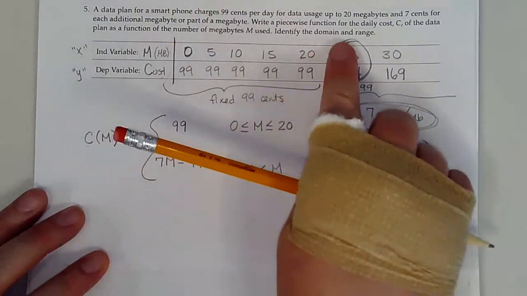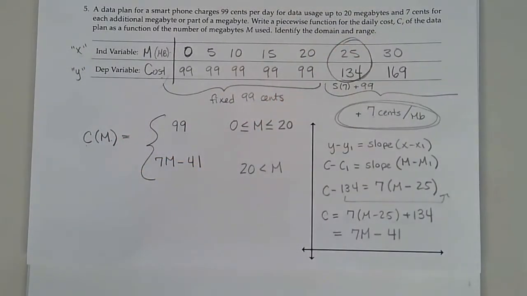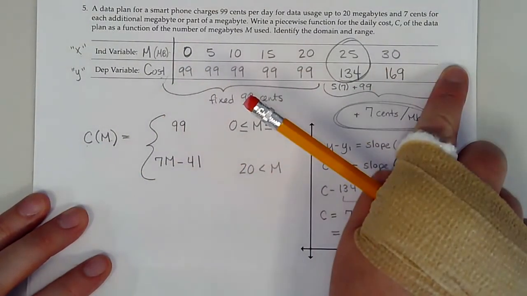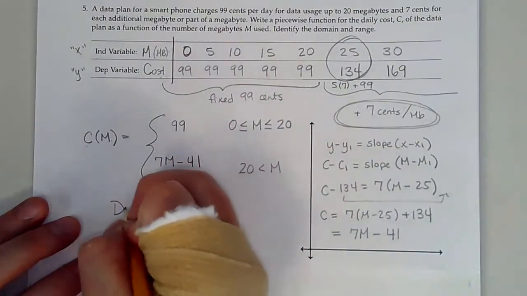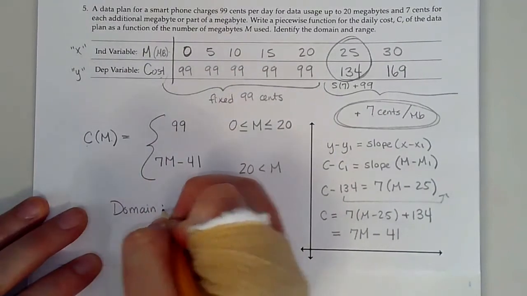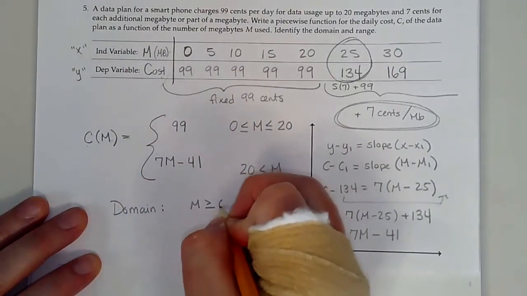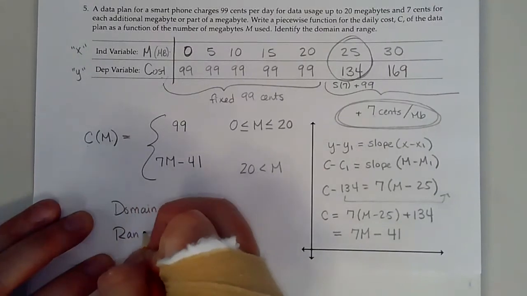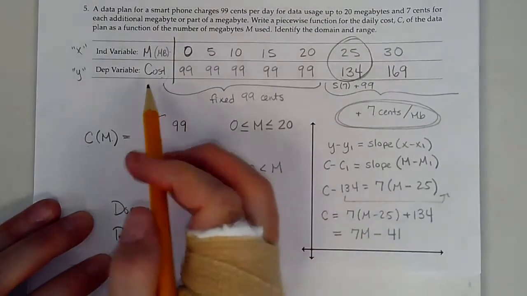And then it says identify the domain and range. So the domain is all the values of the independent variable that we're allowed to have. So we decided our smallest value is 0. And this really looks like it could just keep going and going. So for our domain, I have m is greater than or equal to 0. There's probably some sort of logical cap there, and you can't use an infinite number of megabytes in a day, but I'm really not sure, and the problem doesn't give us any information. So we'll just state what we know, which is the number of megabytes needs to be greater than or equal to 0.